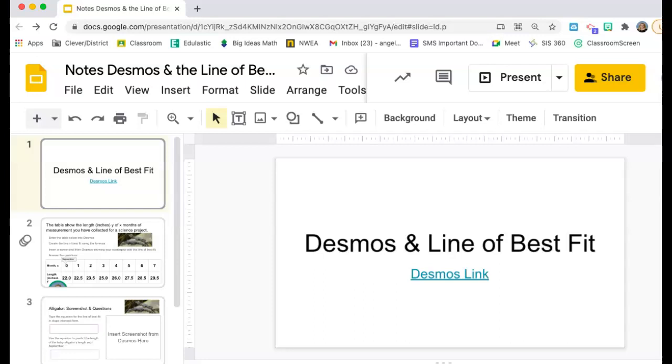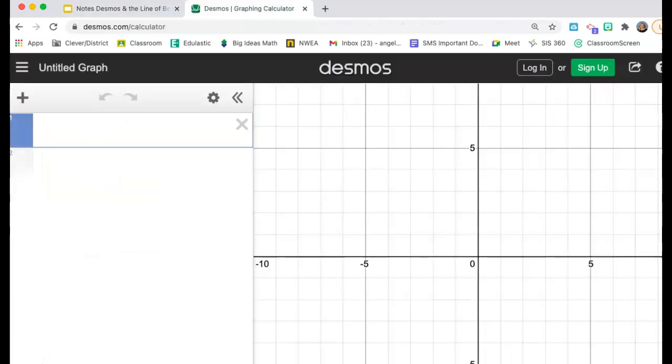Okay, so here in today's video, we are going to be looking at how Desmos can help us with the line of best fit. So when you open up your assignment, you'll find your Desmos link. I'm going to go ahead and open Desmos up here in a new tab. So here's my Desmos. I'm on the graphing calculator, which is where it should have taken you.